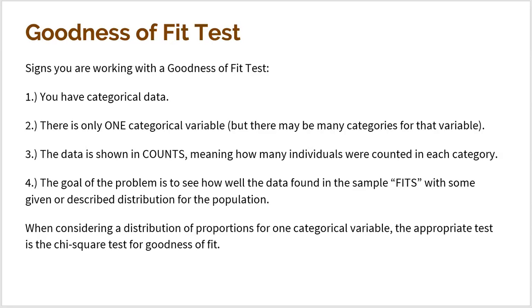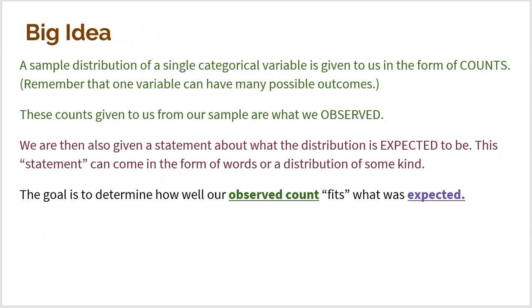And finally, the big thing that recognizes this as a goodness of fit test is that the goal of the problem is to see how well the sample data fits with some given or described distribution from the population. That's the whole point of a goodness of fit test. We want to see how well our data fits with what we were told was true for the population. So do we fit the data or do we not? When considering a distribution of proportions for one categorical variable, the appropriate test is a chi-squared test for goodness of fit.